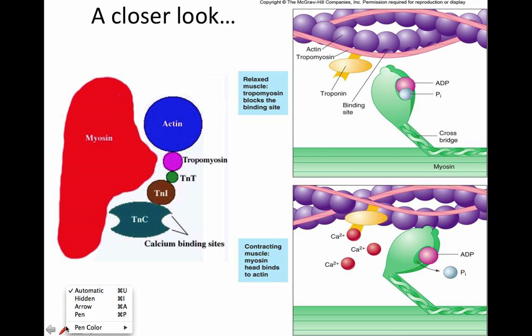Okay, so as you can see in this picture, calcium binds with troponin C on the troponin-tropomyosin complex. Troponin I binds with the actin and troponin T binds with tropomyosin, T for tropomyosin. When calcium binds to troponin C, it exposes the actin binding site. Myosin has a high affinity for actin binding sites.